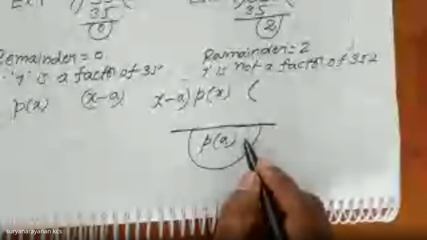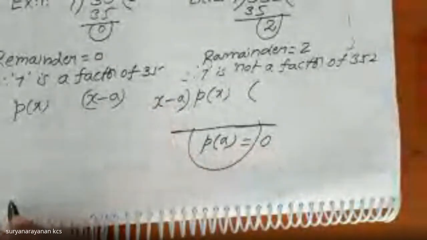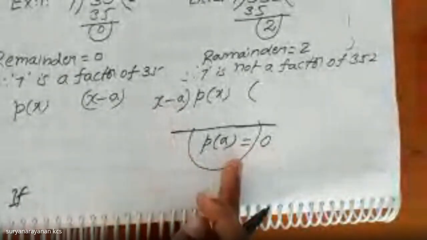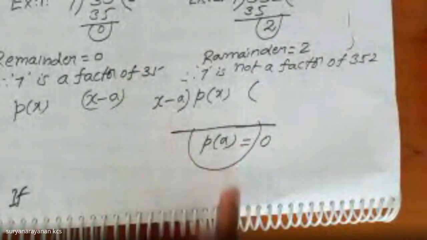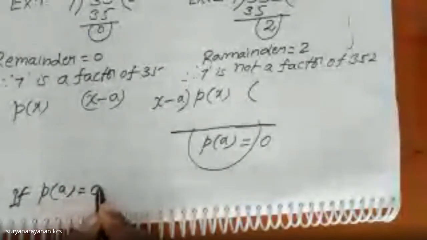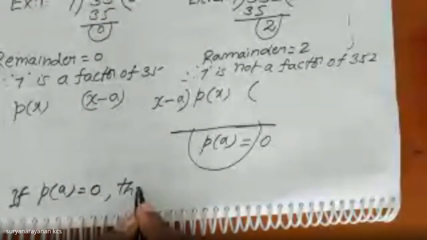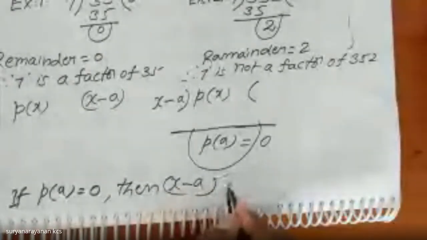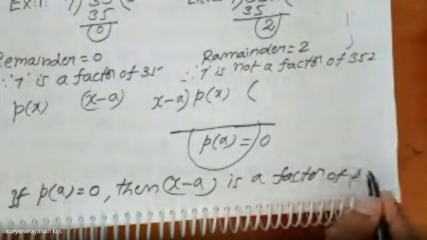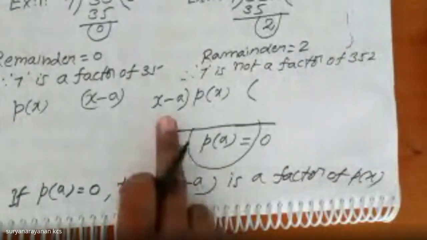Okay. Suppose P of a is 0, then we say that x minus a is a factor of P. Taking the remainder theorem in the reverse order, if P of a is equal to 0, that is, if the remainder is 0, then we say that x minus a is a factor of the polynomial P of x, because we got remainder 0.